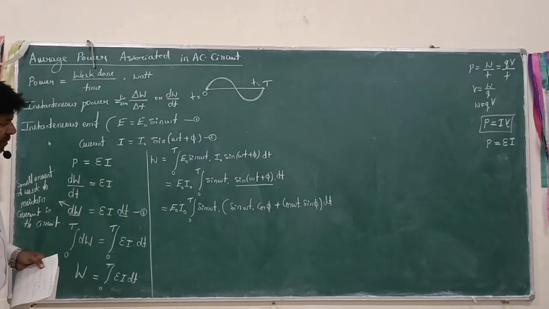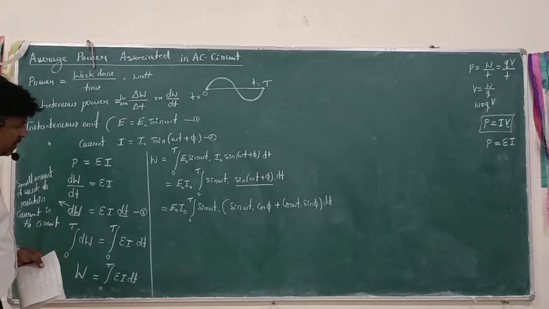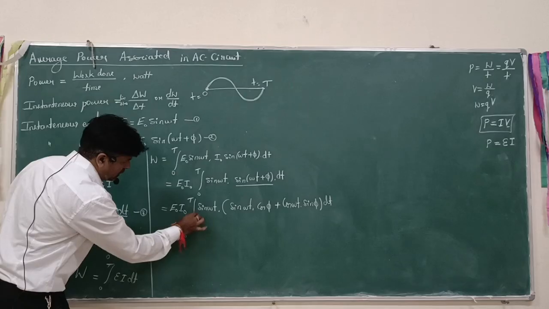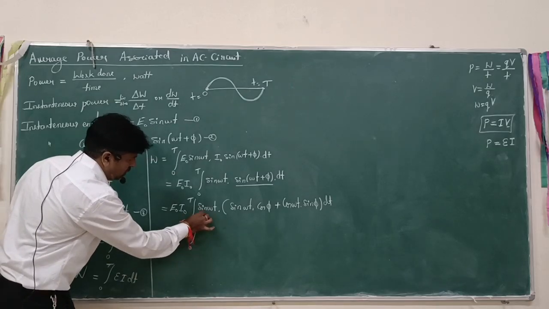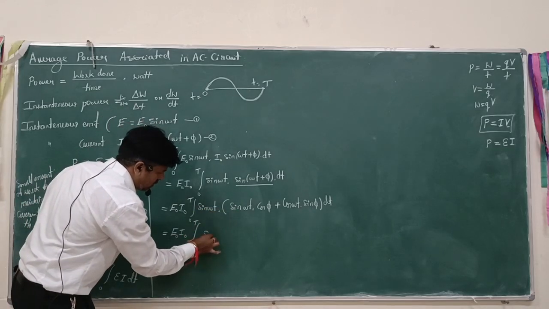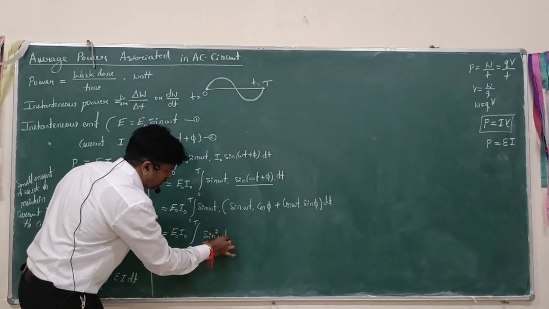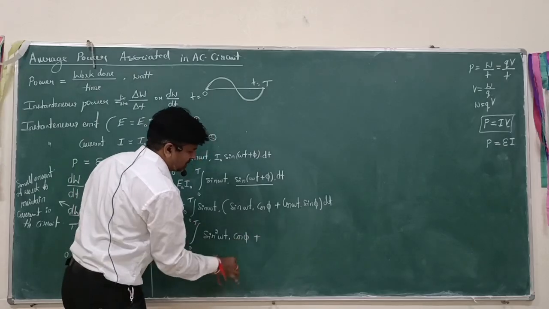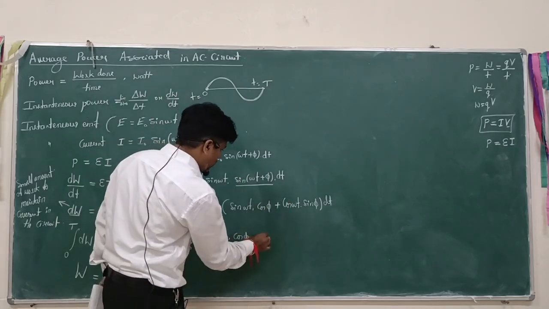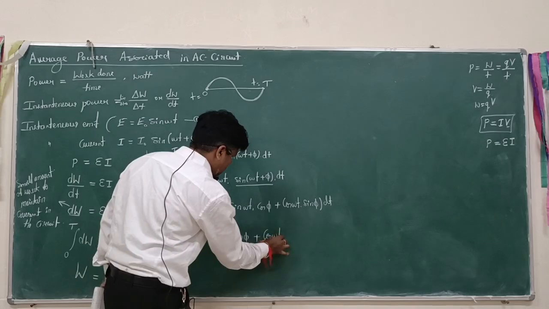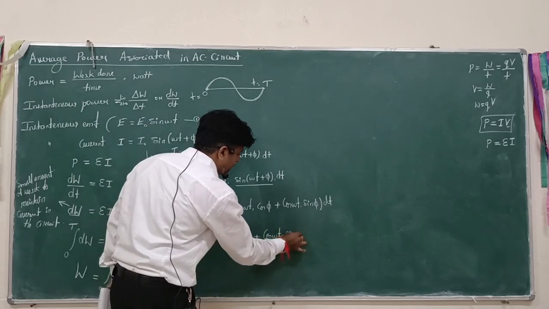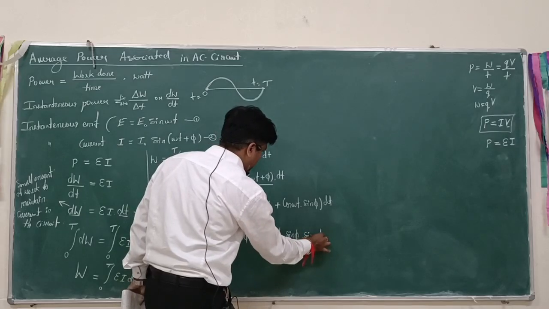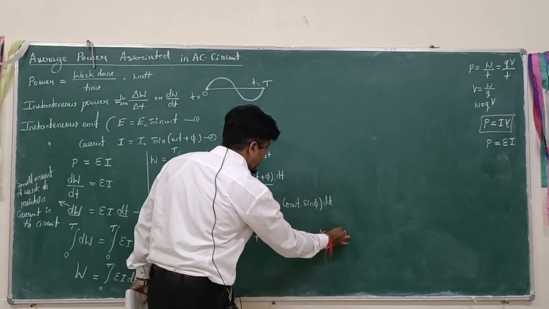Multiply this with sin omega t, and see what happens; it becomes a single term. This is E naught I naught integration from 0 to T. Going inside, we get sin square omega t into cos phi plus, multiplying here, cos omega t sin phi sin omega t into dt.